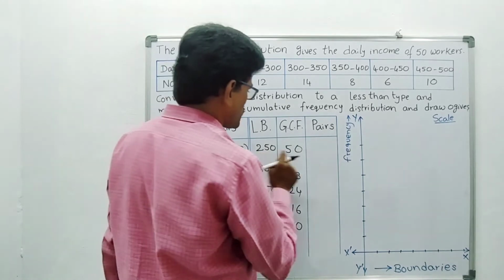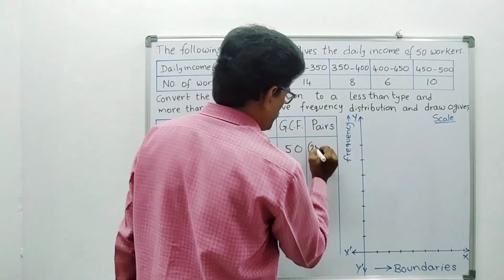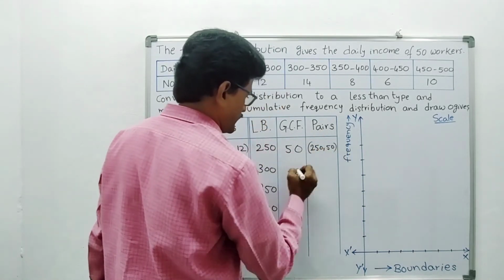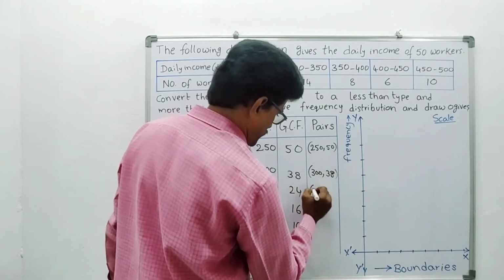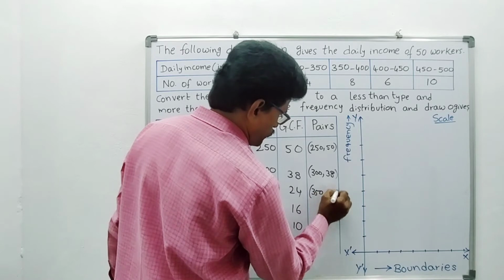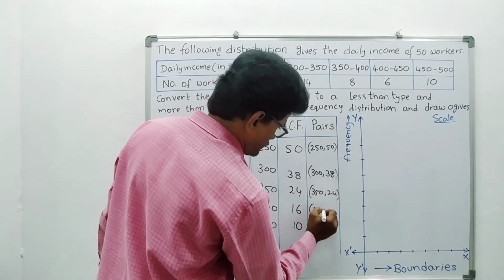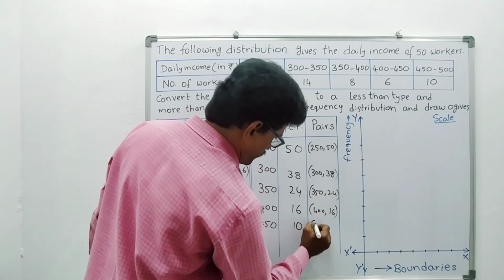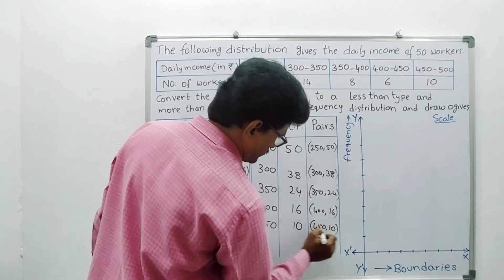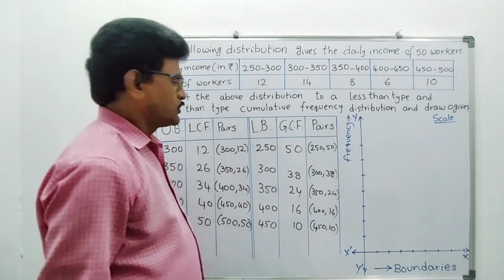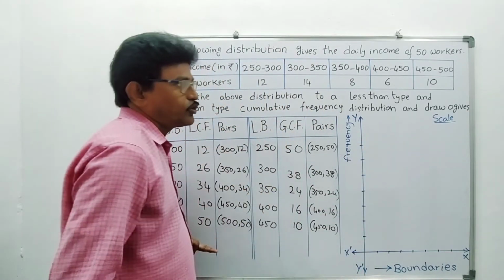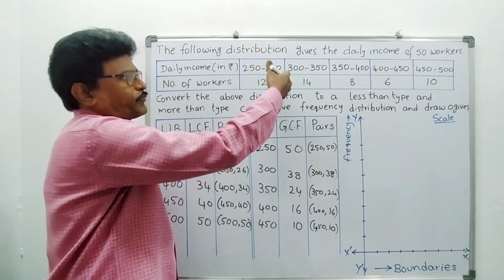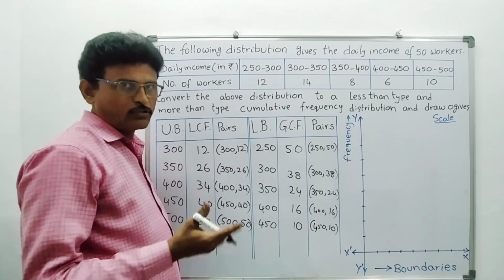Now what are the pairs? For 250, 50. Now for 300, 38. Now for 350, 24. For 400, 16. For 450, 10 you are getting, right? Now, see, on the x-axis and y-axis, how to take these values? If you observe here, 250, 300, 350 up to 500 values are there.